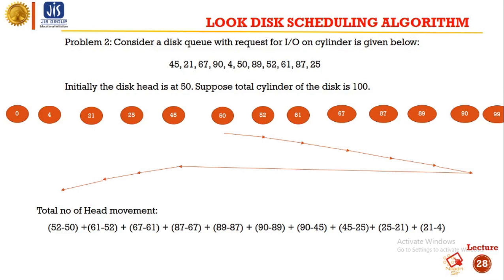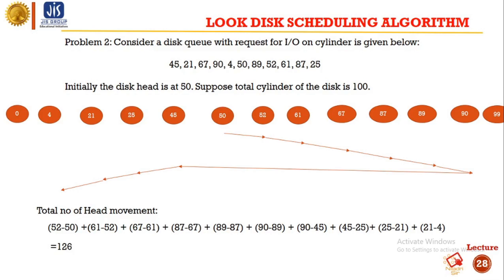And from 25 we move to 21, so the total head movement is 25 minus 21. And from 21 we have moved to 4, so the total head movement is 21 minus 4. Adding these up, the total is 126. So this is the LOOK disk scheduling algorithm.